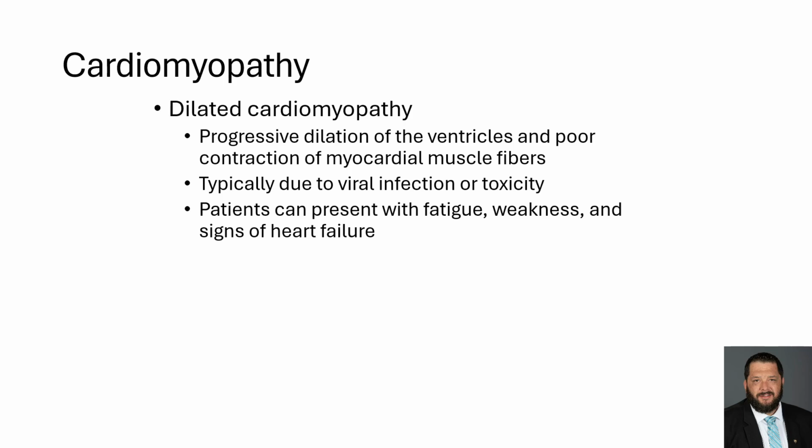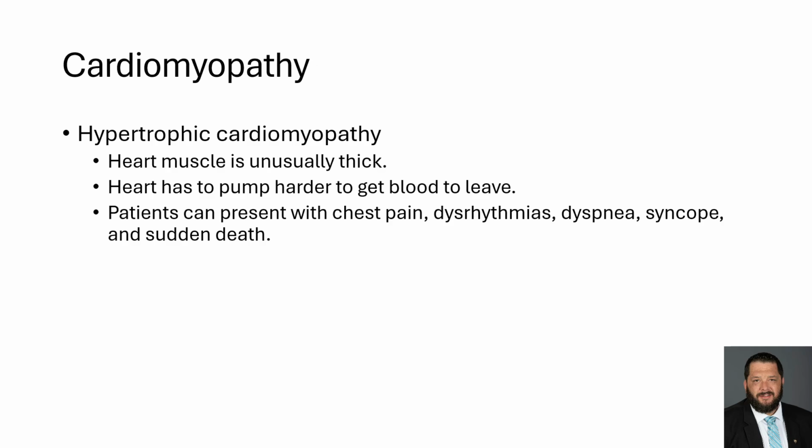Cardiomyopathy, you've got things like dilated cardiomyopathy, which is a progressive dilation of the ventricles and poor contraction of myocardial muscle fibers. This is usually due to a viral infection or toxicity. Patients can present with things like fatigue, weakness, and signs of heart failure. You've also got hypertrophic cardiomyopathy, which is the heart muscle is unusually thick. The heart has to pump harder to get blood to leave, and patients can present with things like chest pain, dysrhythmias, dyspnea, syncope, and sudden death.